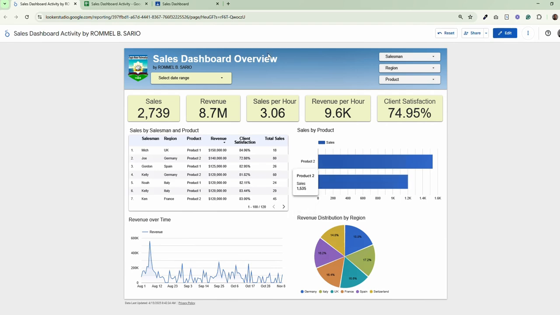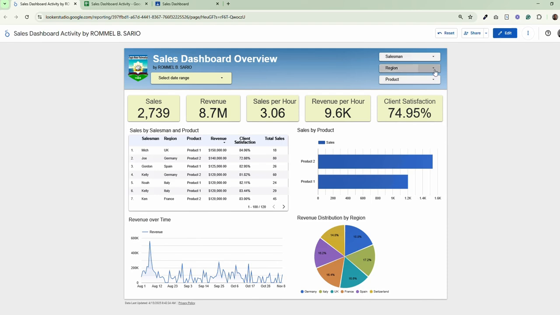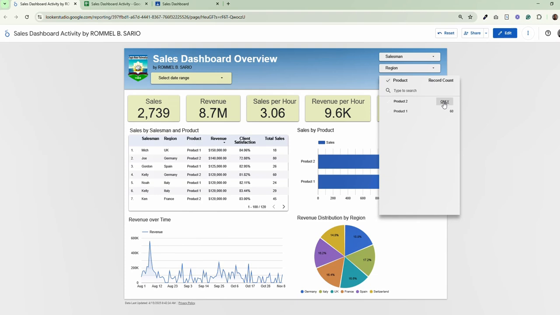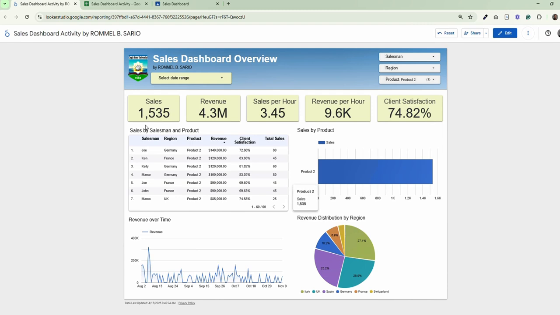So we have descriptive analytics, wherein it answers the question, what happened? So we see the total sales, the revenue, the top performers. We can even display by salesperson or by region or by product. So we can click here. Let's say we want to show only the scenario with product number 2. So in product number 2, we have a total of 1,555 sales, revenue, sales per hour, and then satisfaction. So that's the descriptive analytics. It answers the question, what happened?